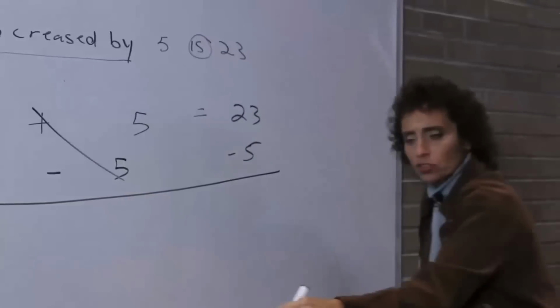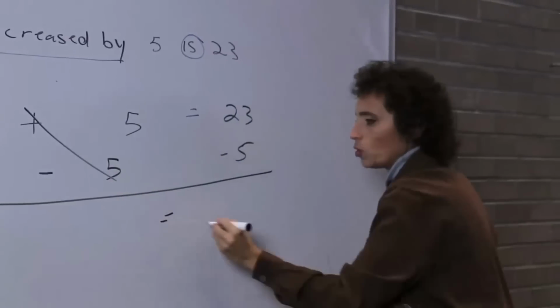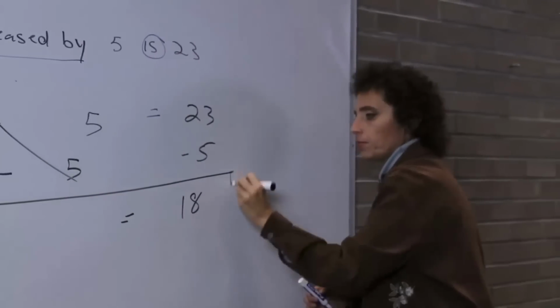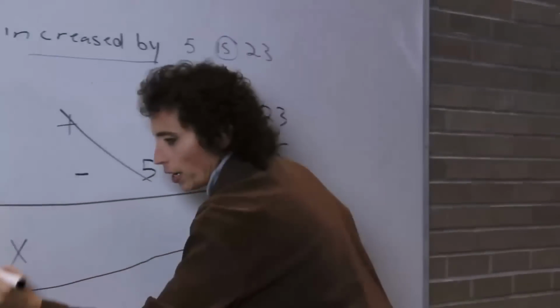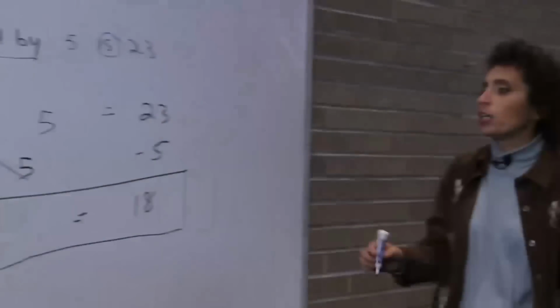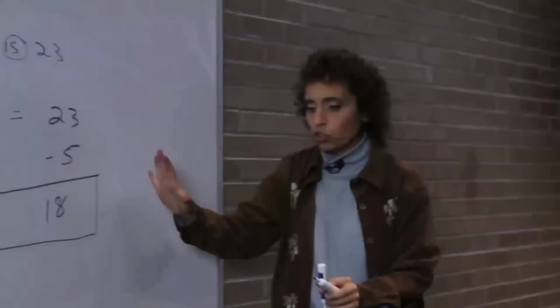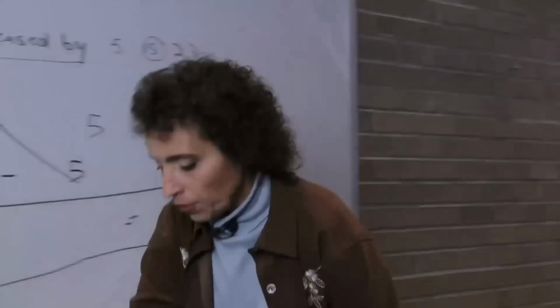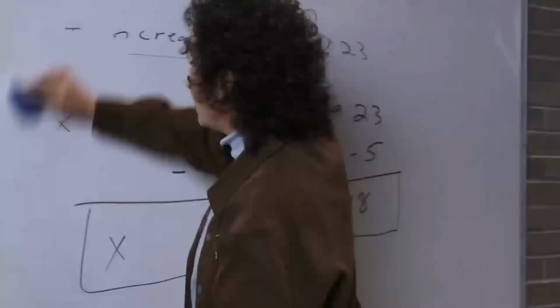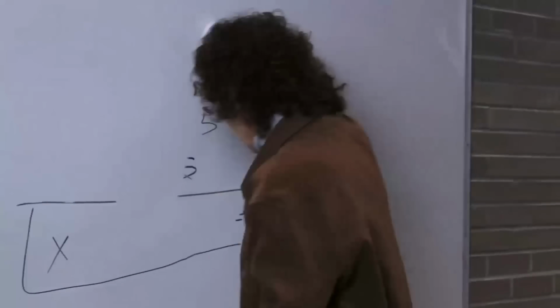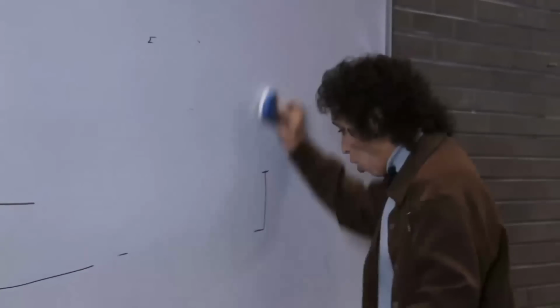X, those are opposites. That reduces to 0, equals 18. So x is 18 is our answer. Now, here's what you can't do to check this. I'm going to erase this so I have more room on the board, but I want to show you something. This is the biggest error you can make, and some textbooks actually do this. Okay, it is absolutely wrong.